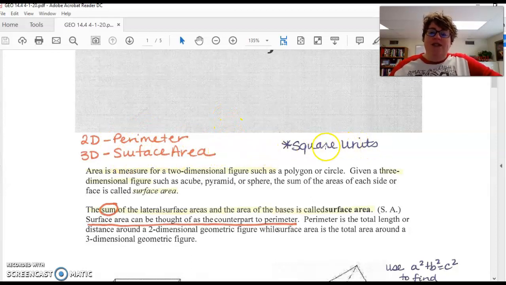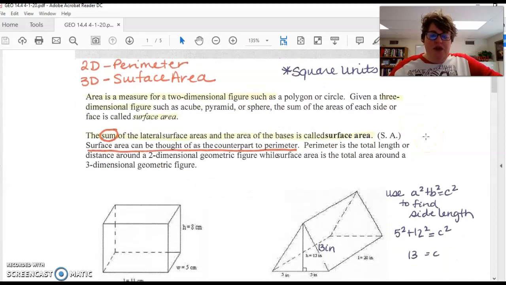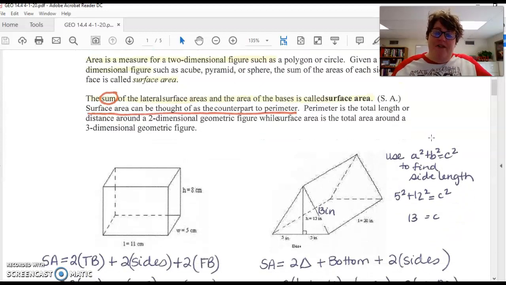So we're still working in square units, so all of your labeling should be square units. The surface area is the sum of the lateral surface areas and the area of the bases. So surface area can be thought of as the counterpart to perimeter. When we're working with surface area, we look at the figure and we add up the area of all the shapes that make up the figure.